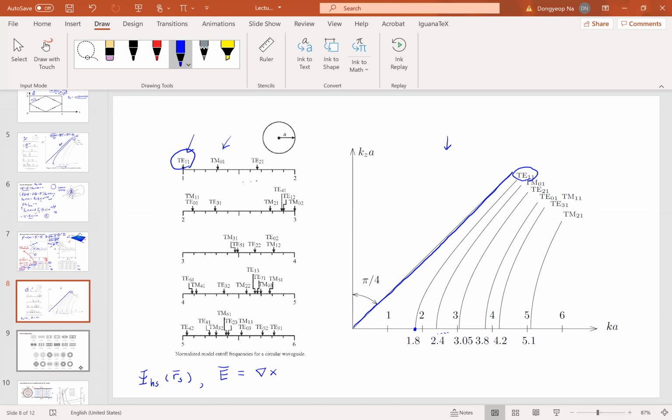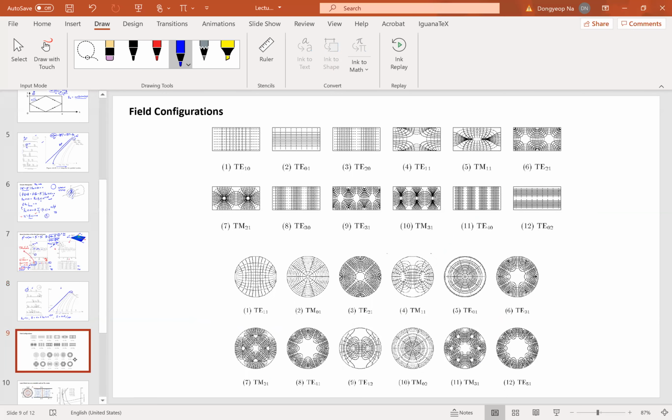The electric field is curl of the z component of this HS, RS, beta plus minus beta z and z. And also the magnetic field by Maxwell's equations is going to be curl of E divided by j omega mu. Okay, so that we can construct the whole field configuration.